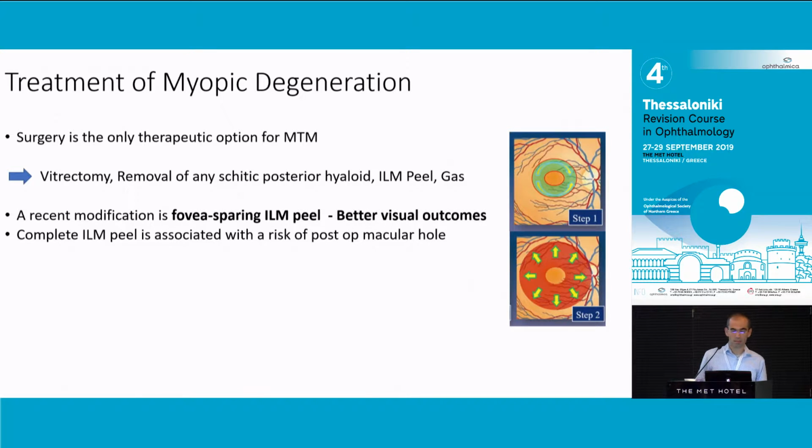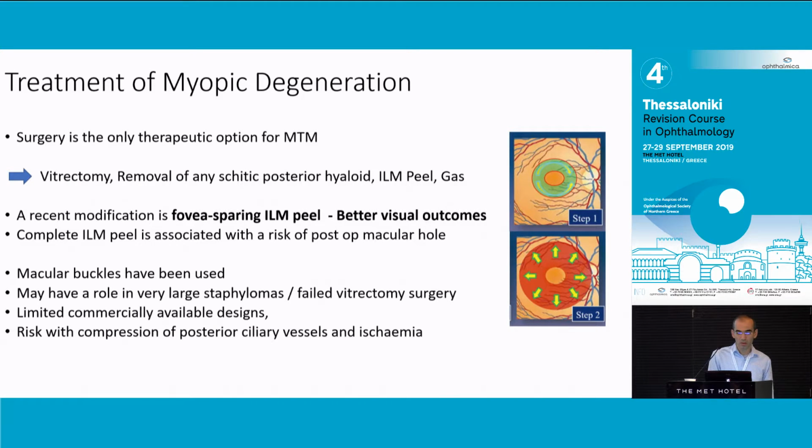So by removing the perifoveal ILM up to the arcades, it allows the retina to become more redundant and flatten on the staphyloma without actually exerting any centrifugal traction on the fovea to open a hole.